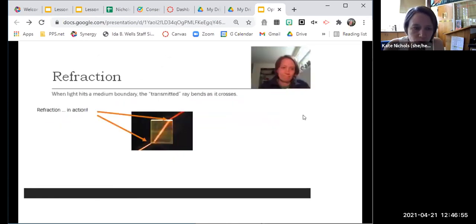Okay. Refraction was the second big unit that we talked about in this optics chunk. And I've already previewed this, but whenever light hits a medium boundary, the transmitted ray is going to bend as it crosses that boundary. And you can see in here that some of that ray is reflected. So remember that rays hitting a boundary split into two pieces, one piece that goes in and one piece that's reflected. The reflected one's going to follow the law of reflection, but the transmitted one follows a totally different set of rules. The laws of refraction.